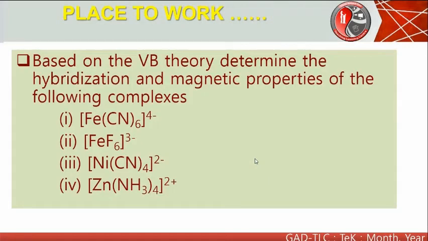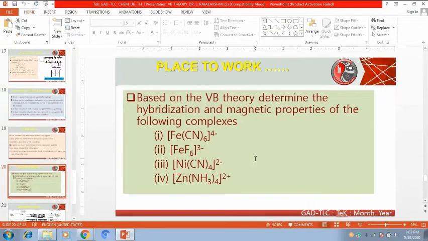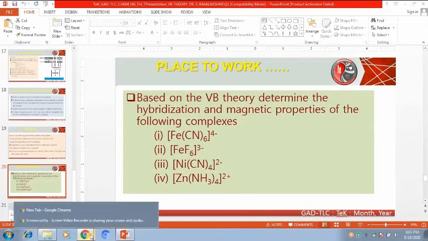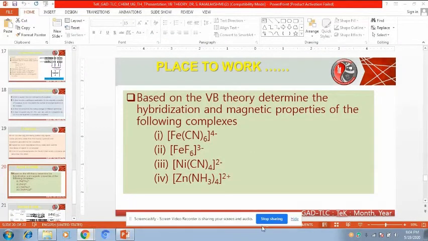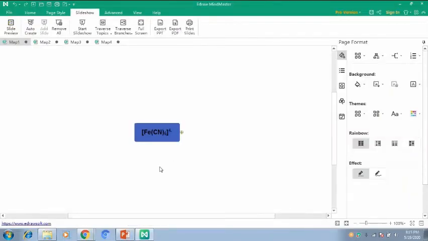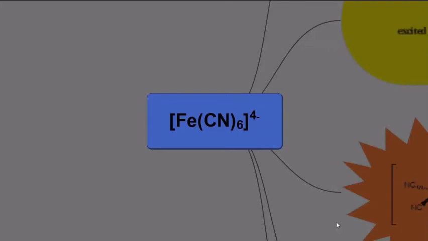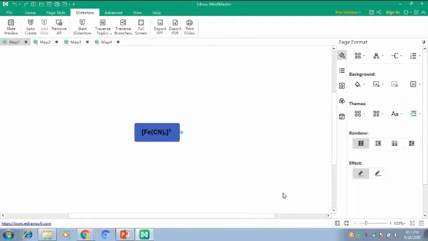Problem 2: based on valence bond theory, determine the hybridization and magnetic properties of the following complexes. Your answer is here. First complex is the hexacyano iron(II), Fe(CN)6 4 minus complex.